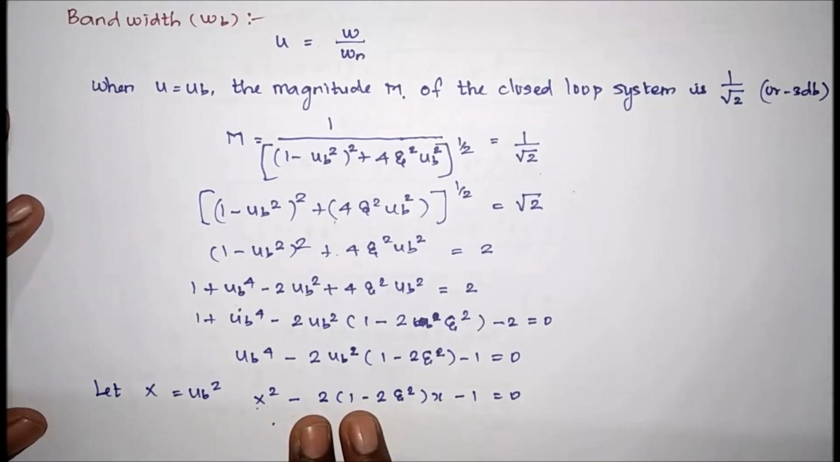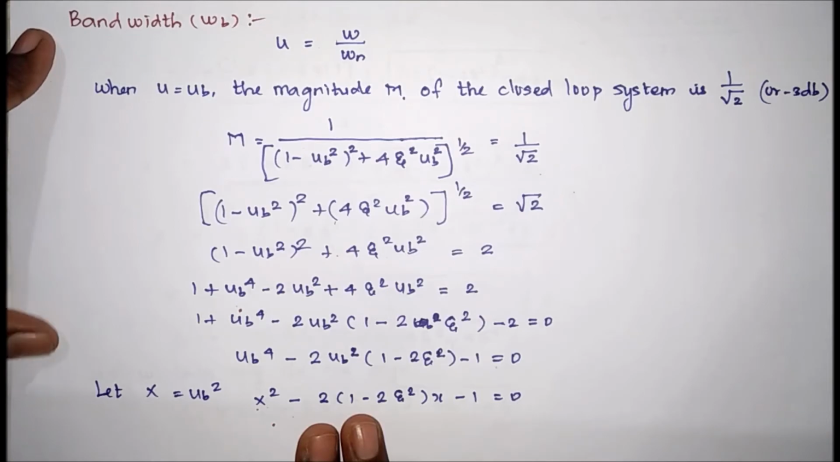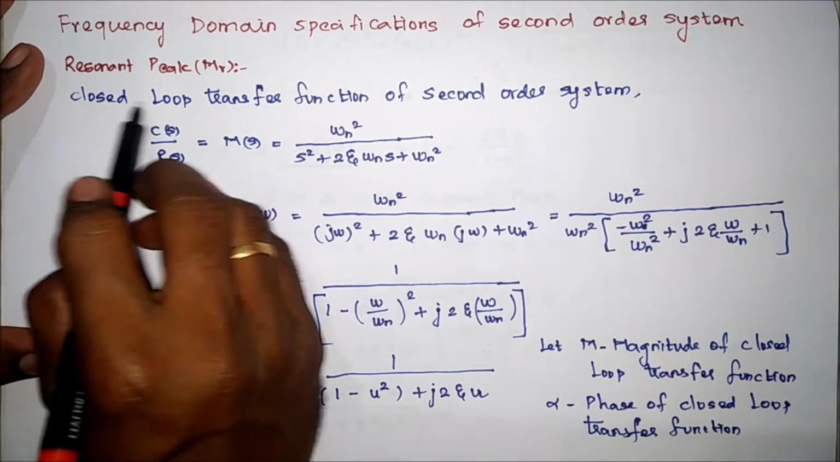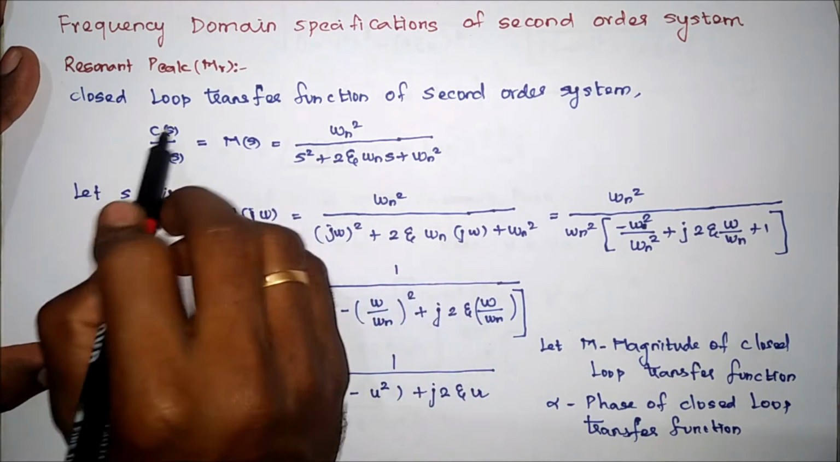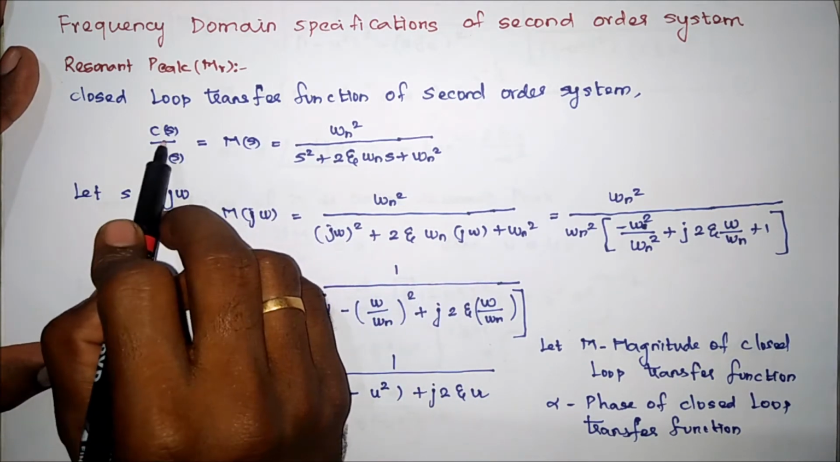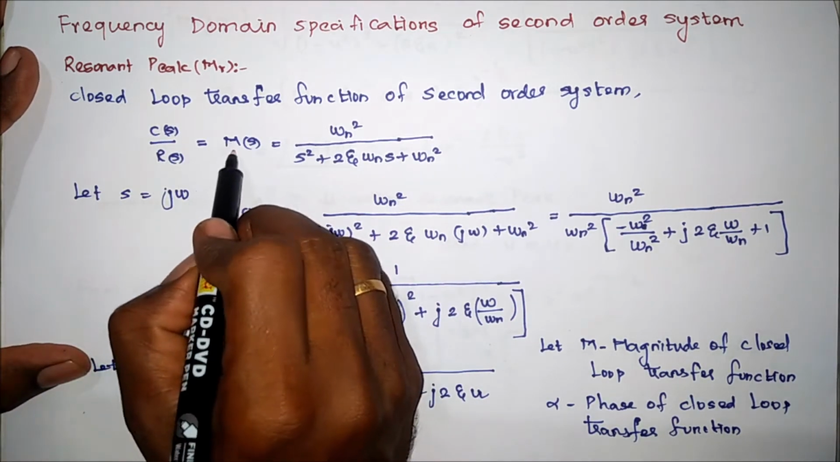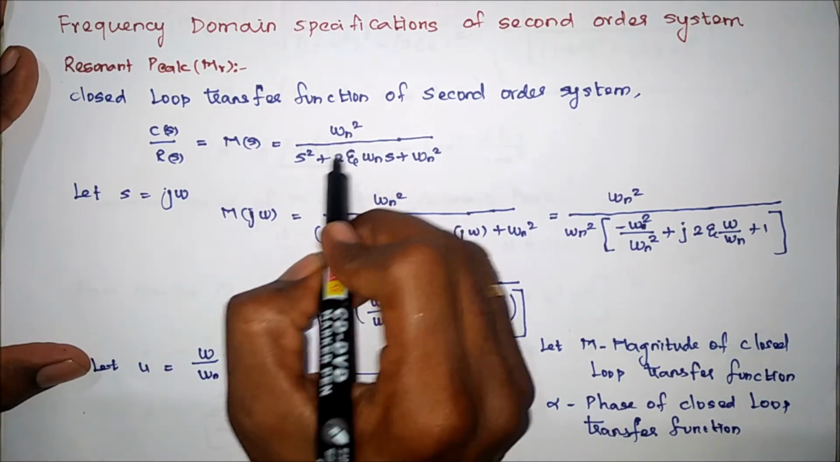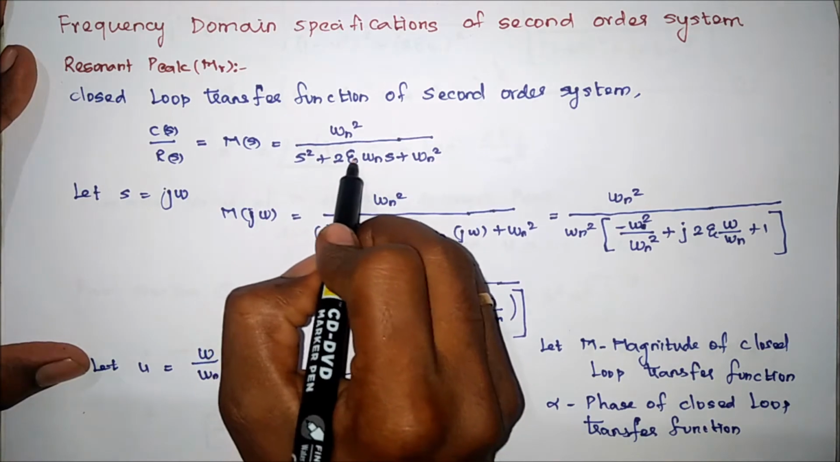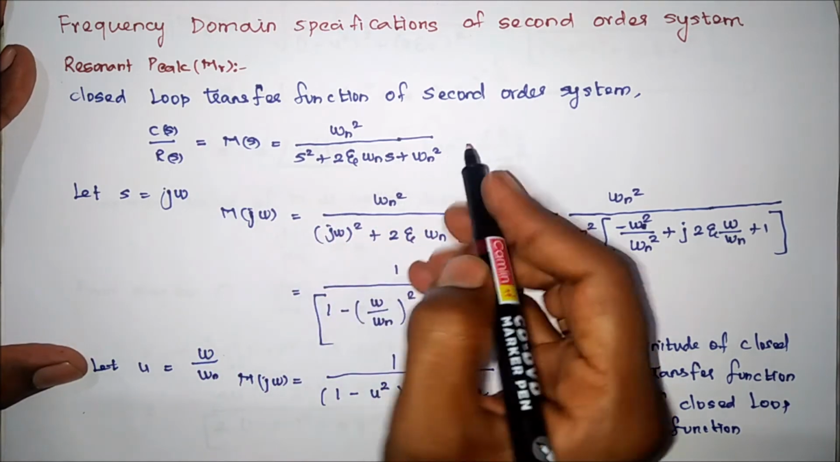In this video, we are going to derive the bandwidth of a frequency domain specification. So the closed loop transfer function of a second order system, the standard function C(s)/R(s). This is the transfer function for the frequency domain. We can say the transfer function M(s) equals omega n square divided by s square plus 2 eta omega n s plus omega n square.